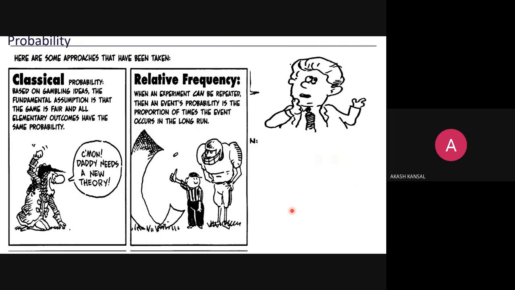One more term that we cover here is the relative frequency. Relative frequency, what does it mean? It is when we repeat an experiment. The event probability is going to be the proportion of the times that event has occurred in the long run. Let's say you are tossing a coin or rolling a dice 1,000 times, then how many times it occurs? The proportion of it is the event probability.